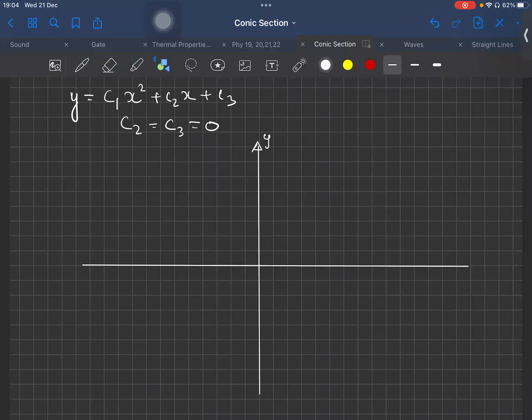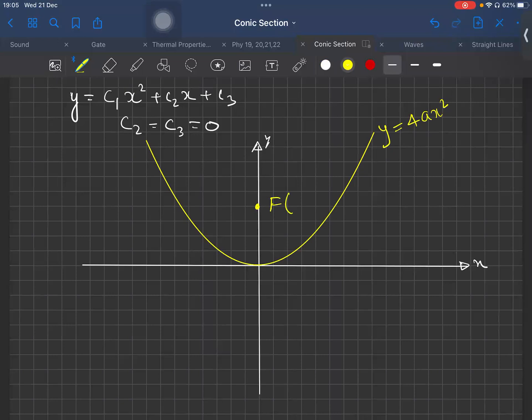Now, if this is y and x, this parabola will be like this. The vertex will be on the origin and it is passing through it. So this is y is equal to 4a x square. Now a is here, the focus. The focus is here, which you can write as 0, a.